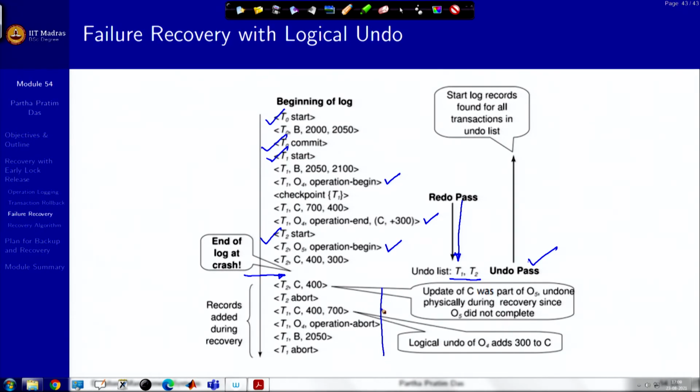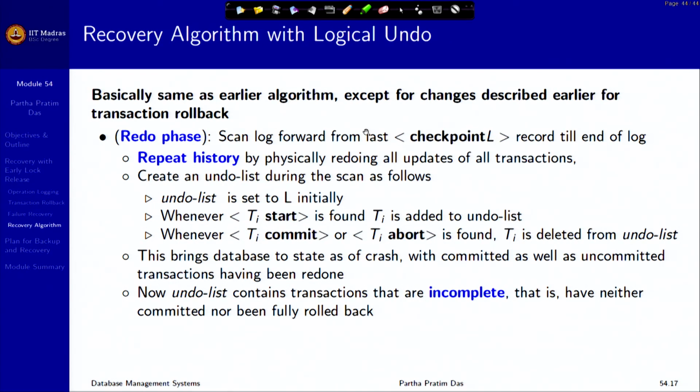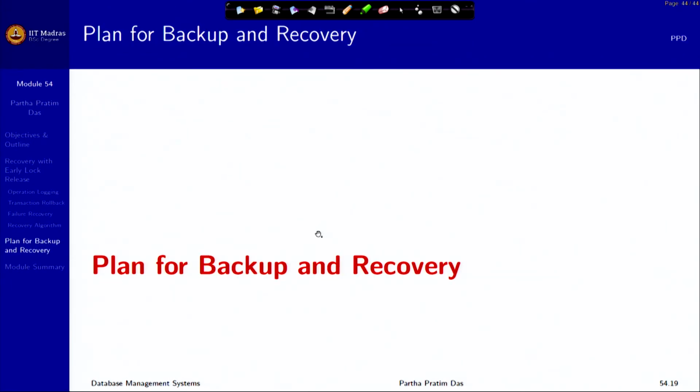It is very easy to see that these records will be created in the log. Go through it step by step and convince yourself that this will indeed achieve the actual consistent state of the database. Here is another example given, continuing on the earlier index change example for you to study and understand. And finally, in the last 2 slides of this section, I have summarized the redo phase with logical undo and the undo phase of the recovery with logical undo. This is just the abstract summarization for your easy consumption.